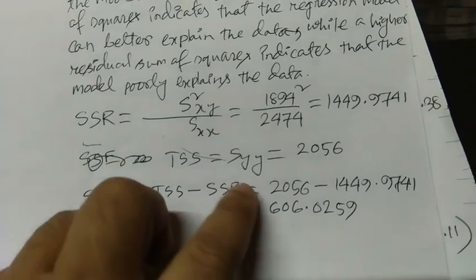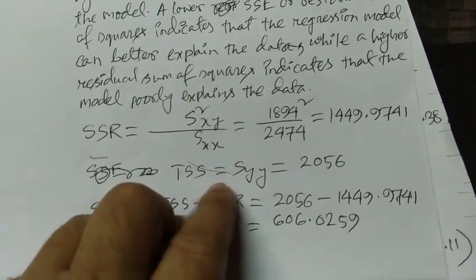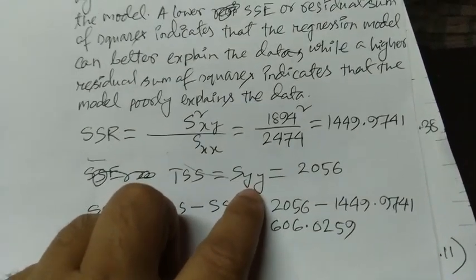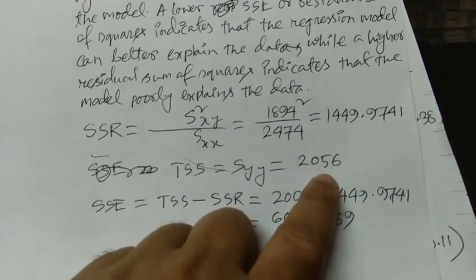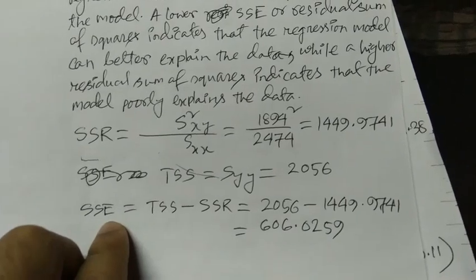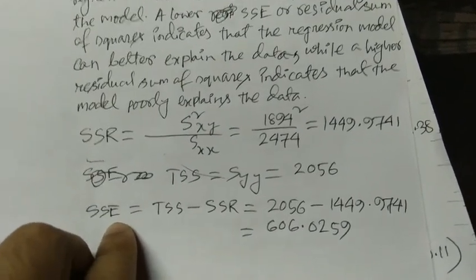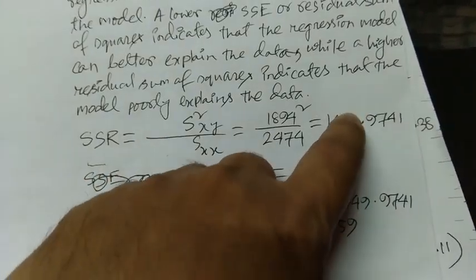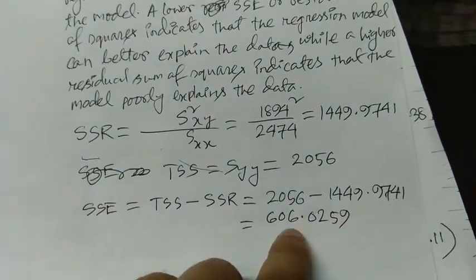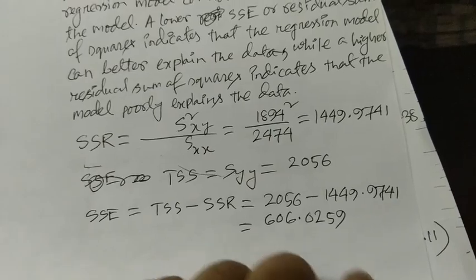Similarly, TSS, that means SYY. SYY we have calculated before. The value is 2056. So SSE is TSS minus SSR. That means this one minus this one. So this one minus this one is equal to 606.0259.